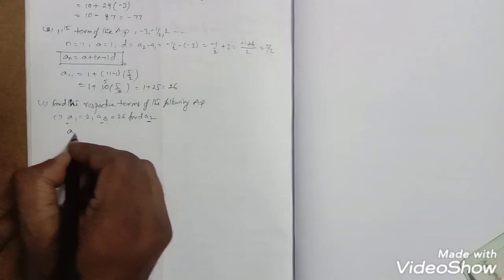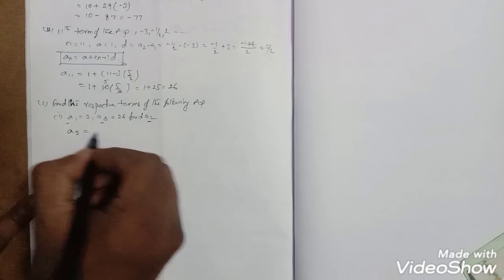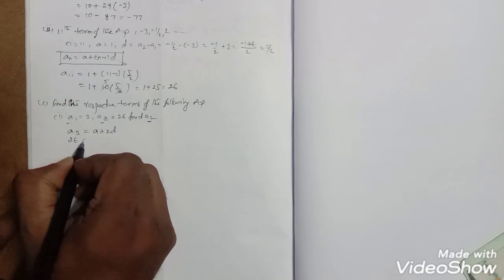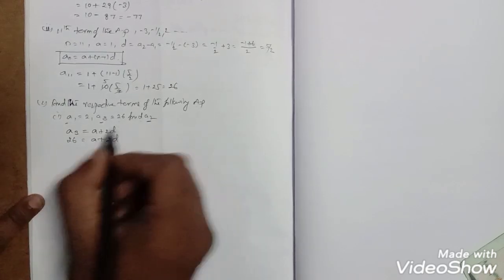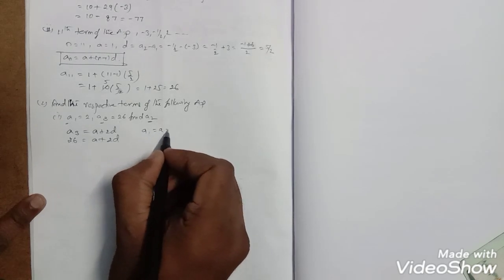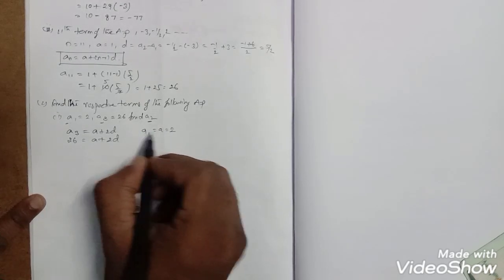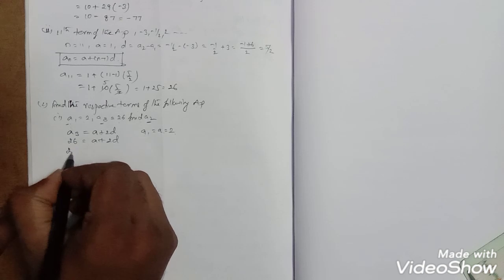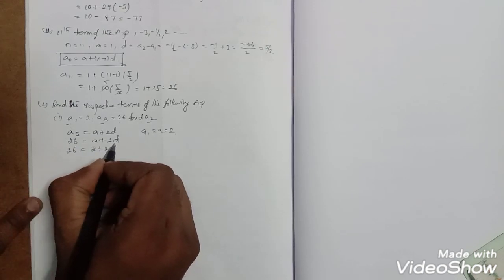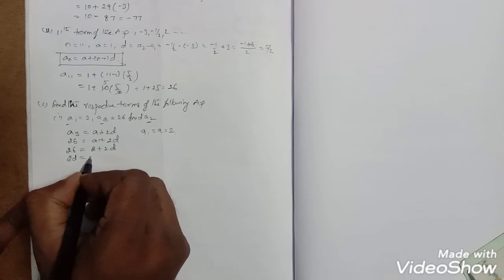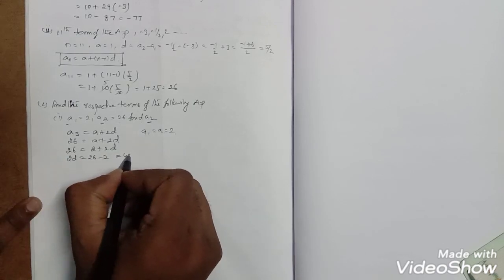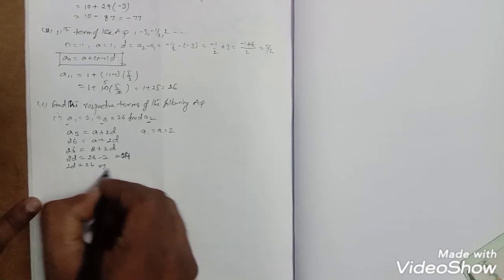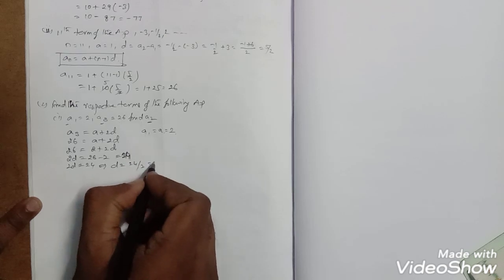So as per the formula, a3 is nothing but a plus 2d. Now a3 is given as 26, so I can write 26 is equal to a plus 2d, where a1 is equal to a is equal to 2. As we know that a1 or a both are the same, equal to 2. So in the place of a I am substituting the value 2. We will get 26 is equal to 2 plus 2d. Now send this 2 here. You will get 2d is equal to 26 minus 2, that is nothing but 24. Now 2d is equal to 24, so d is equal to 24 divided by 2, which is nothing but 12.